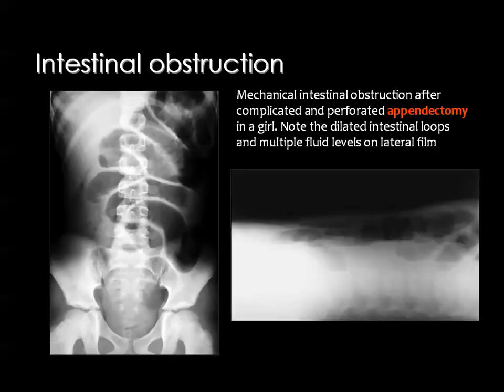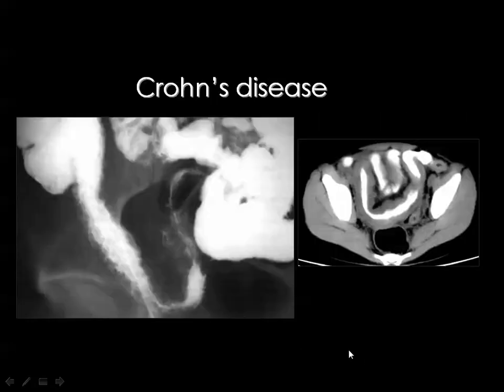If you are not able to have an erect film for the child, you can go for this lateral view while the child is in the supine position, and you got multiple air fluid levels as well, and this can help in the diagnosis.